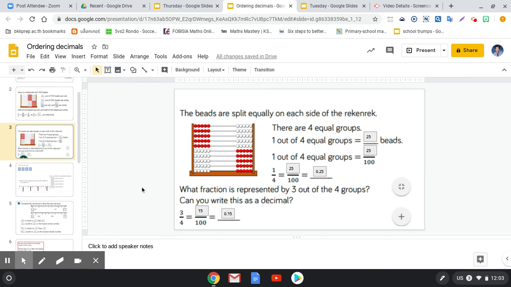because it is 3 quarters. 1 quarter is 0.25, 2 quarters would be 0.5 or 0.50, that's easier to see, and 3 quarters would be another 0.25, which would be 0.75. So if you can remember that, a quarter is 0.25, 3 quarters is 0.75, and 1/2 is just 0.5.